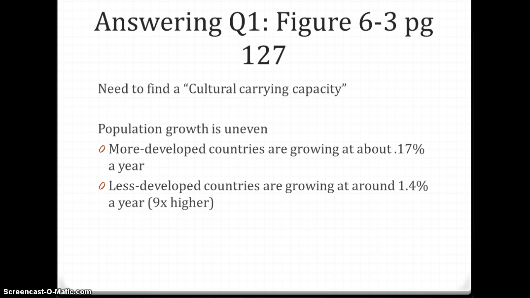More developed countries are growing at about 0.17% a year, versus less developed countries, which are growing 9 times higher than that, at around 1.4% a year. And that's just the average for the less developed countries. Some are a little lower, some are even higher than that.